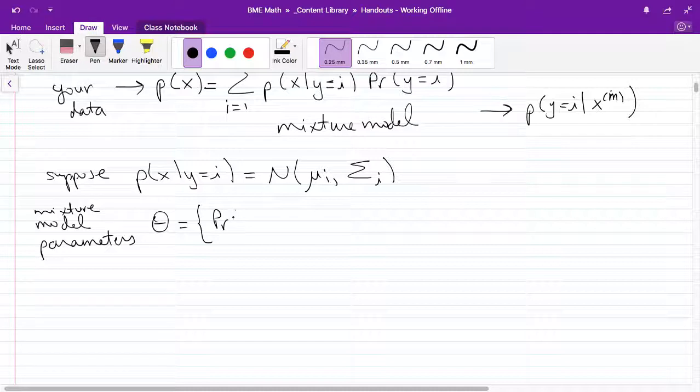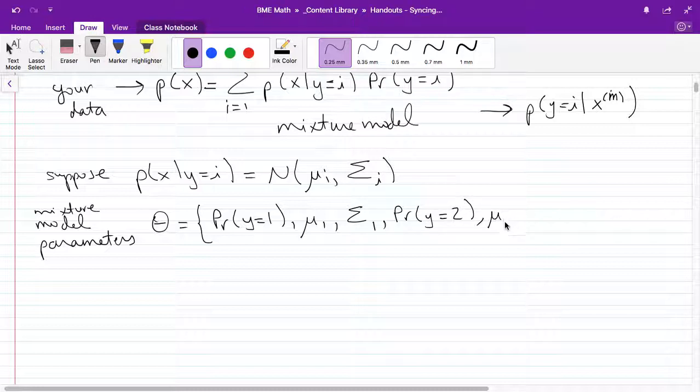Well, I have the prior probability of y being equal to class 1. I have the mean of that class. I have the variance of that class. And then I have that for the second class: the prior probability of y being equal to 2, the mean of that class, and the variance of that class. And if I have 3 classes, I'm going to have the prior probability of being in the third class, the mean of that class, and the variance of that class. So these are the parameters of my generative model.